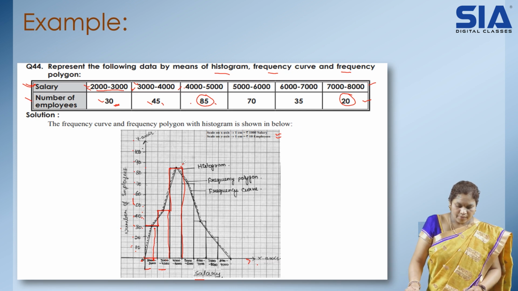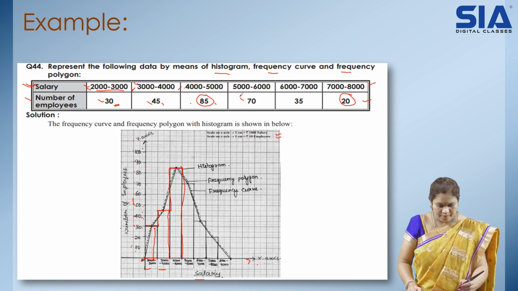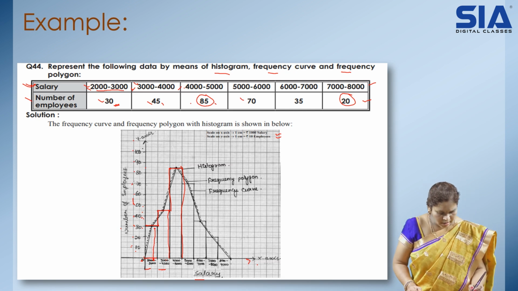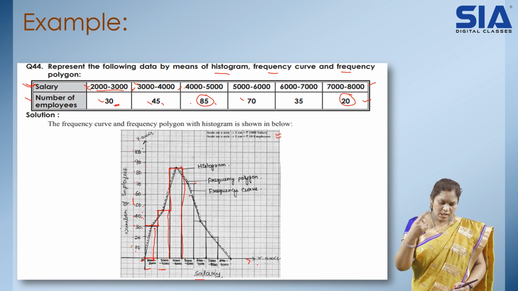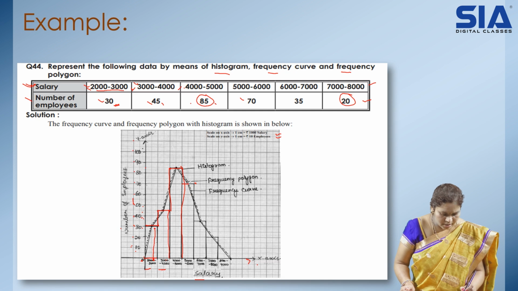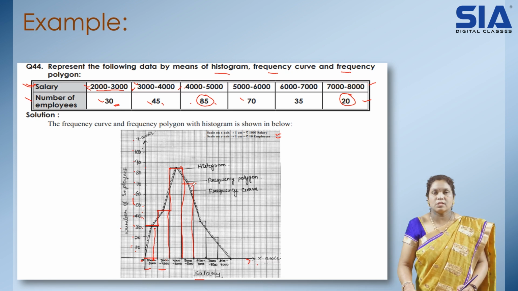In that way, go for the next values. For 5000 to 6000 we have 70. So 70 is exactly here. Keep a dot here. Now the previous bar is already above 70. So for that you just attach the newly obtained bar and make a straight line like this. So you got one more bar for the 5000 to 6000 range.